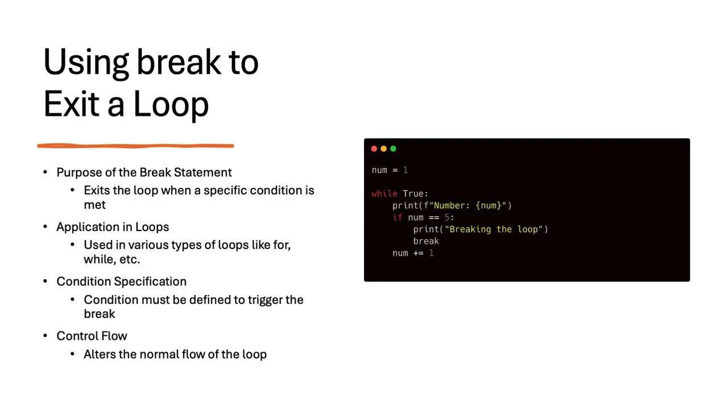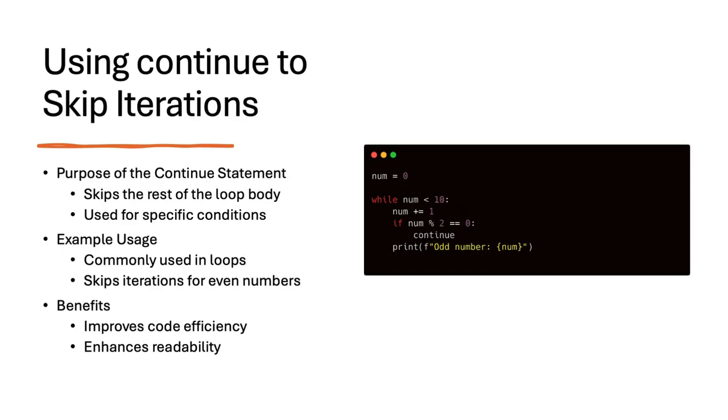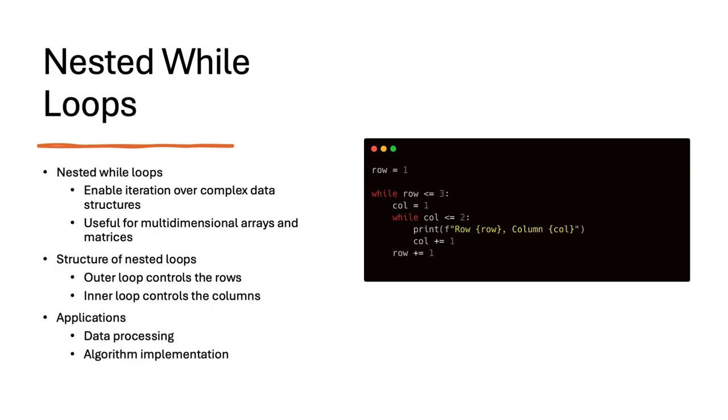The break statement is used to exit a loop when a specified condition is met. It can be applied in various types of loops and requires a defined condition to trigger the break, altering the normal flow of the loop. The continue statement is used in loops to skip the rest of the loop body for specific conditions such as even numbers. This improves code efficiency and readability.